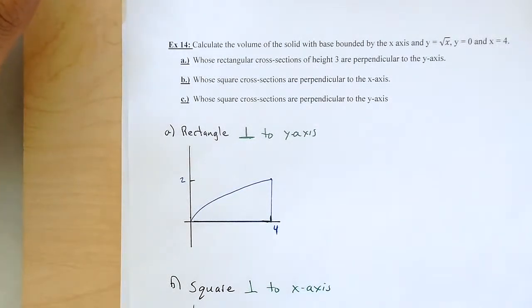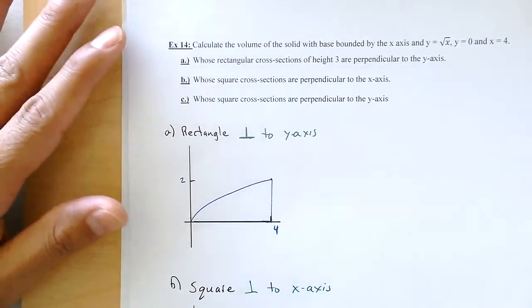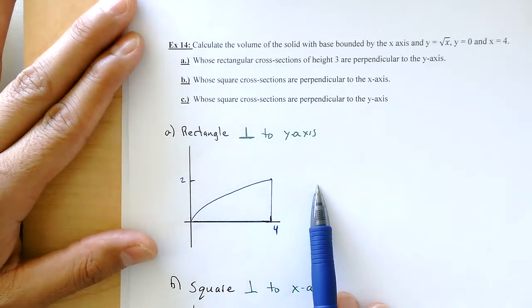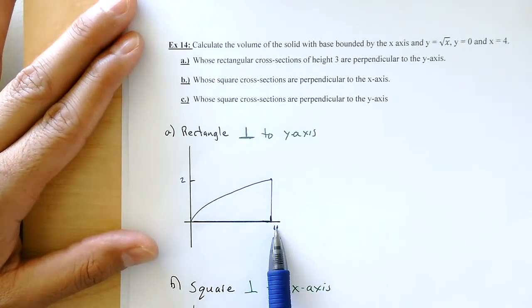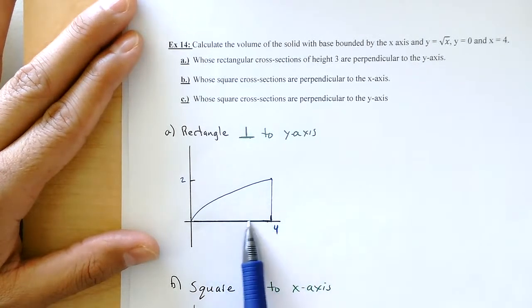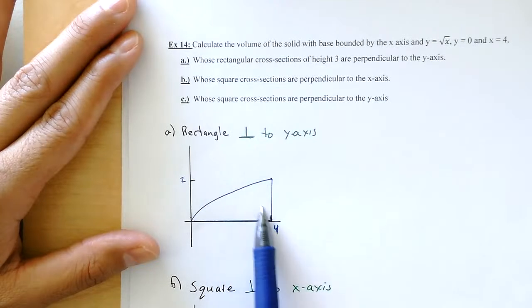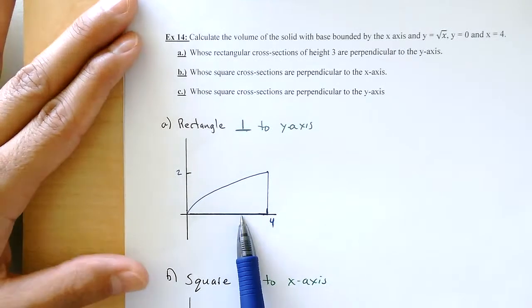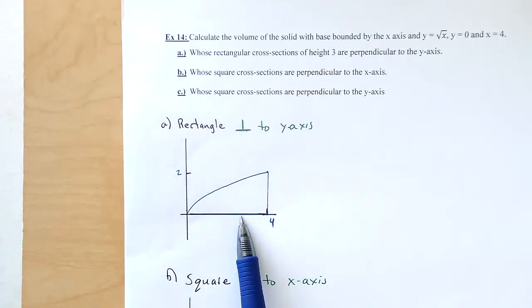Okay, so we're doing homework 98. And we're asked to find the volume of this solid, which I already graphed, bounded by the square root of x, and x equal 4. So this is the region that we're going to find the volume of. This is the base. And there's three different ones we're going to do.